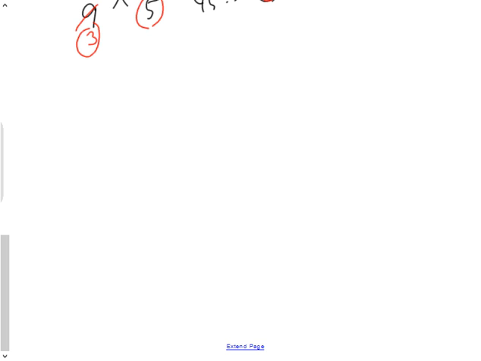And your last question in the show gives you a mixed fraction. So this time it's 3 1/6 divided by 1 2/3. So let's do our estimation first.